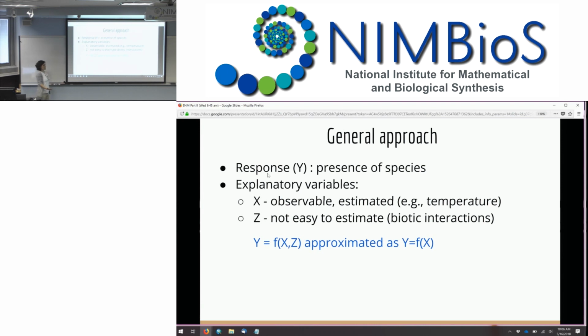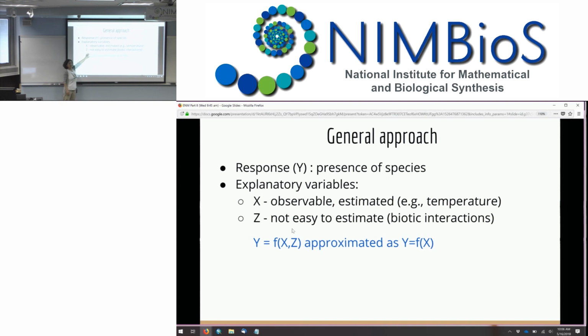So the response is presence of species. The explanatory variables, and this goes back to abiotic versus biotic, are variables that we observe and estimate, for example, temperature, and variables that are not that easy to estimate, and by that we mean biotic interactions. So ideally, we should have a function that incorporates both the easier to estimate and the not as easy to estimate biotic interaction.